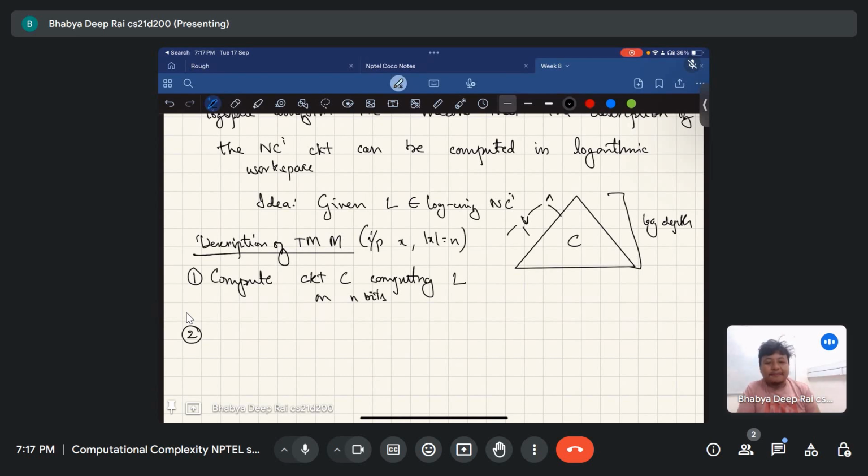Okay, I need to recall this. So I need to check it out once. But from what I remember, you need to do sort of a search. You go to the top gate. If it is an AND, then both of these inputs need to be satisfied. Then you go through a branch. If you see an OR, then at least one of the inputs should be satisfied. And then you sort of do a left right choosing. And since it's log depth, okay.